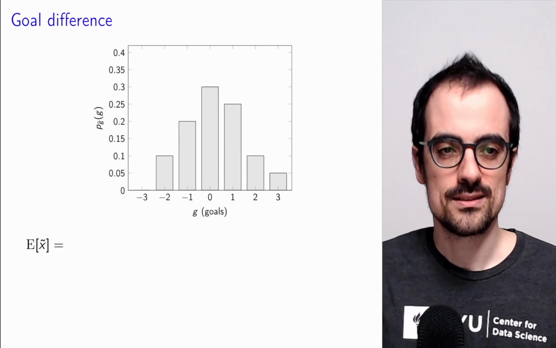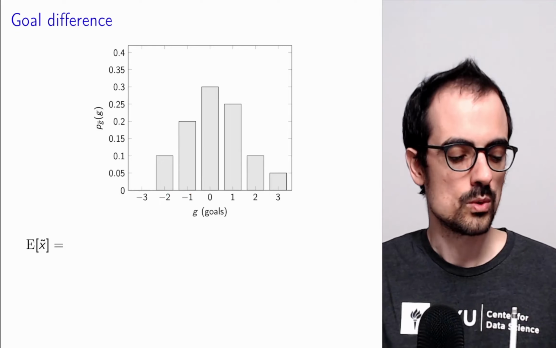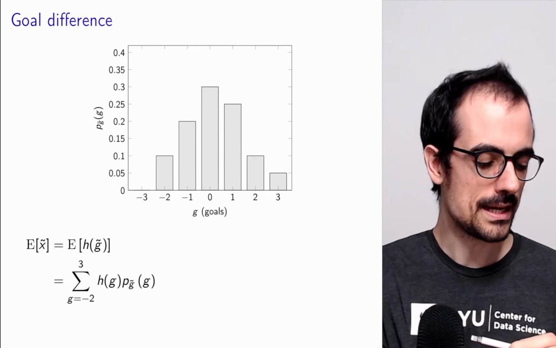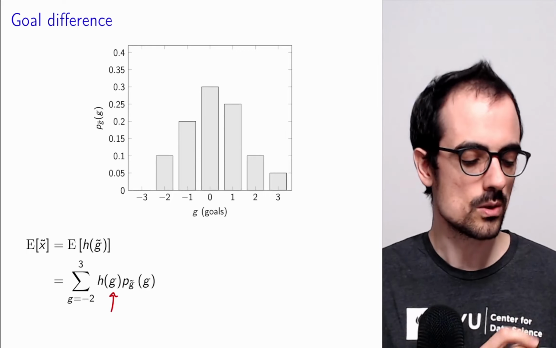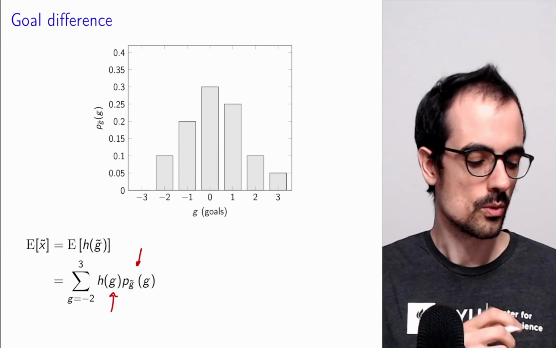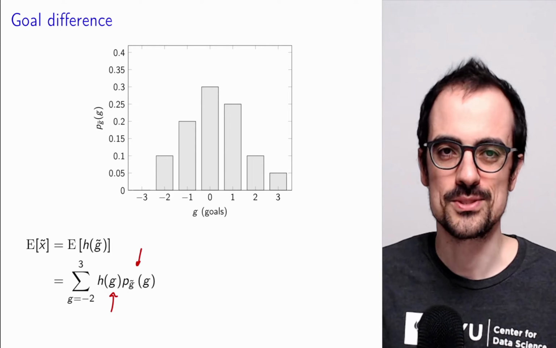So we want the mean of the number of points. That's a function of the goals. What we're going to do is take that function, apply it to every possible value of the goals, and weight it by the corresponding probability of the goals. Here, I recommend that you stop the video and do it yourself, just to see if you have the idea right.